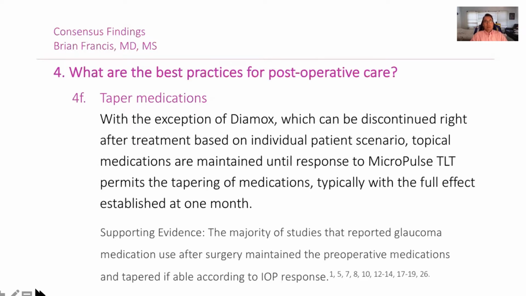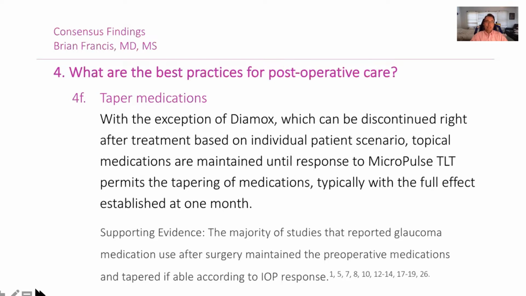As far as tapering medications, with the exception of Diamox or other oral CAI, which can be discontinued right after treatment based on the individual patient scenario. Again, if it's someone that has very advanced disease, I typically keep them on the oral CAI until the 1 day or 1 week post-op visit.